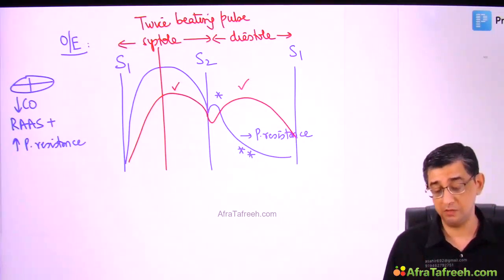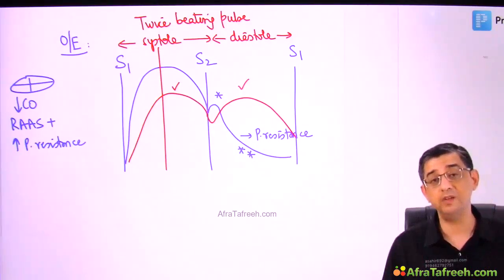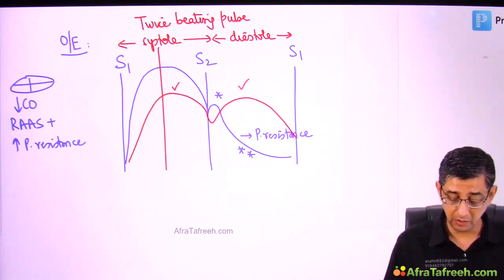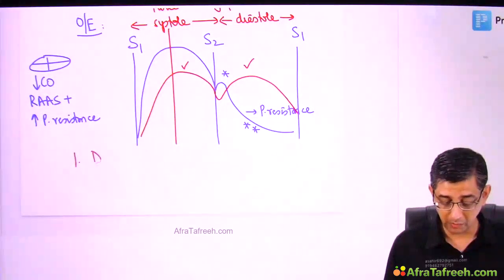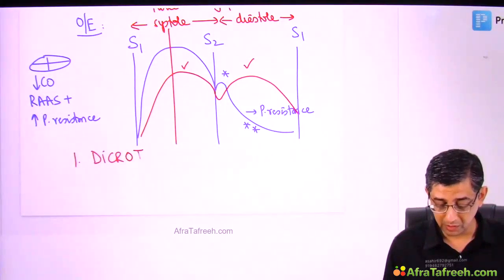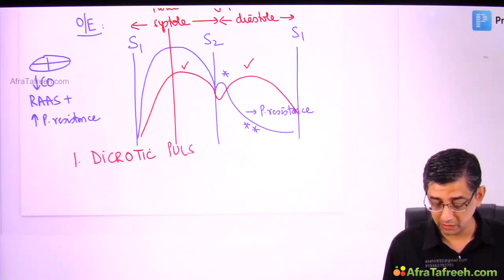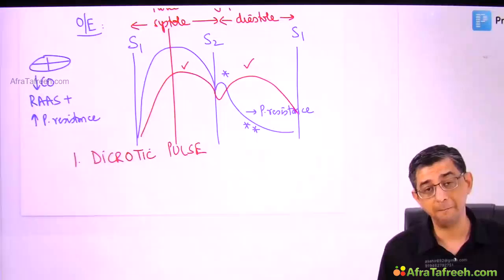This twice beating pulse, which is felt both in systole as well as in diastole, is the key word in the question and is called dicrotic pulse. So that's one of the good pickup points in the MCQ, because the moment you start reading this, you know that you're dealing with a case of DCM.